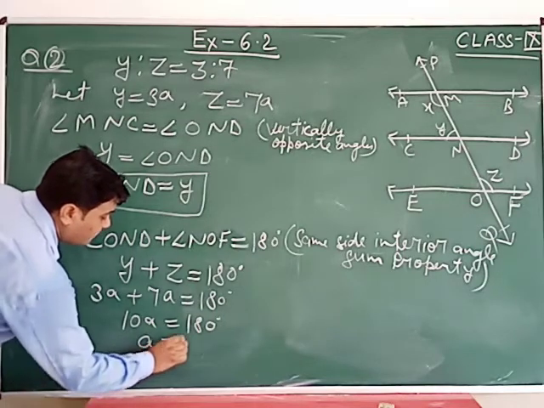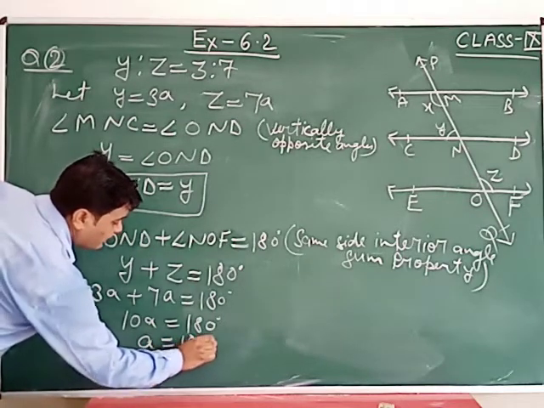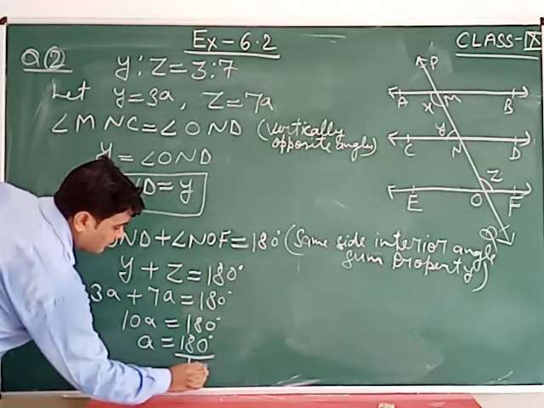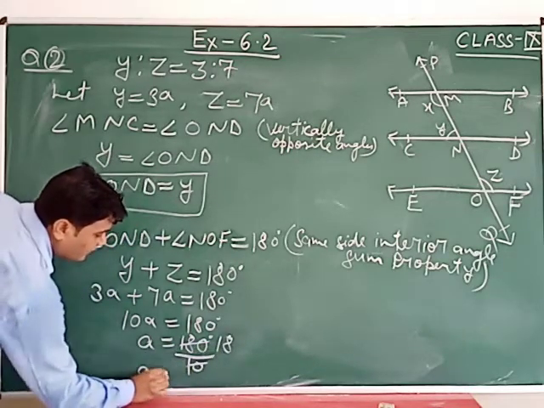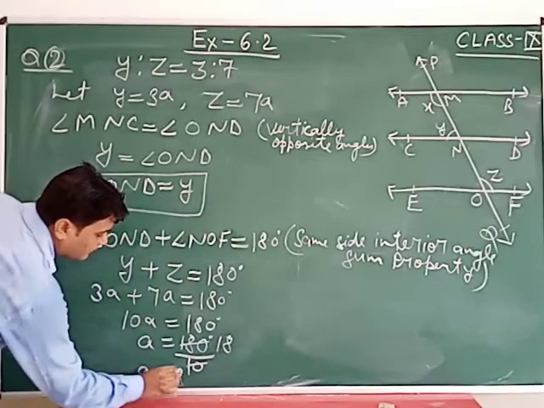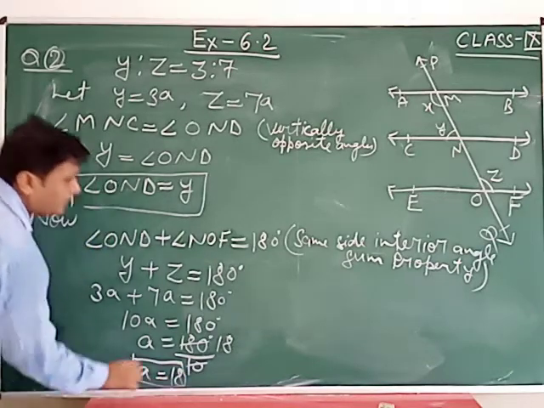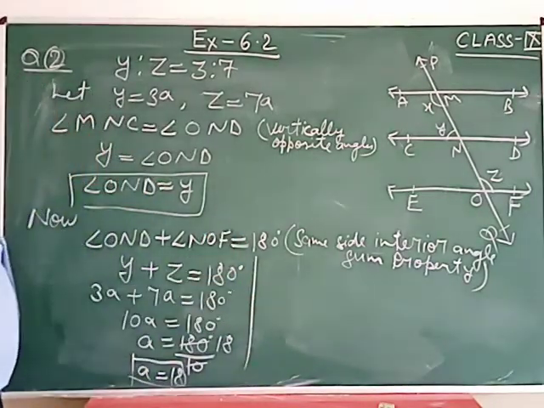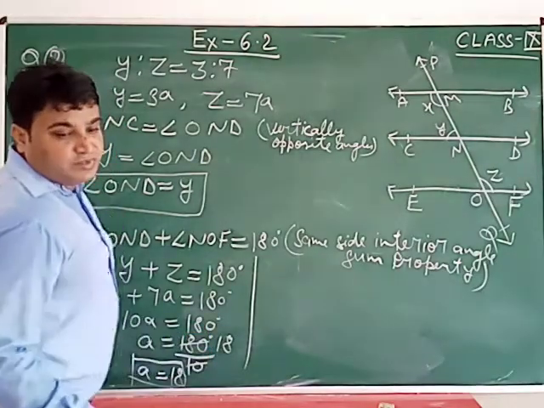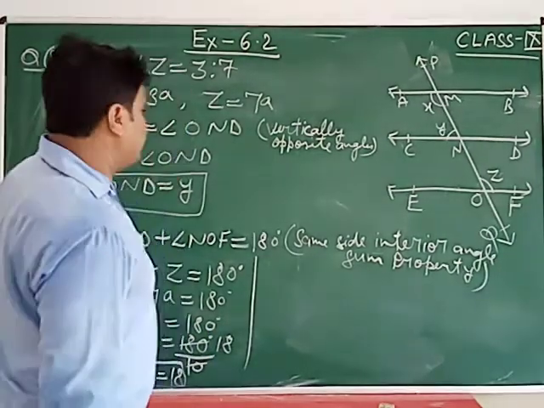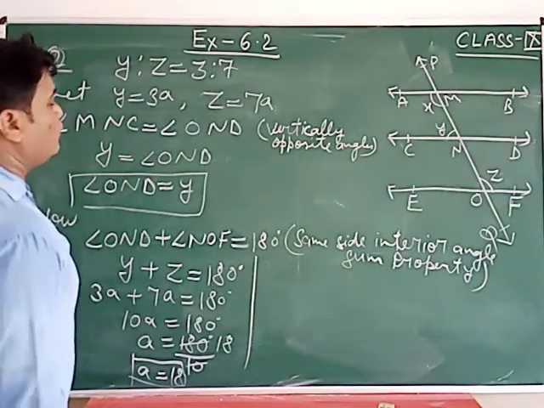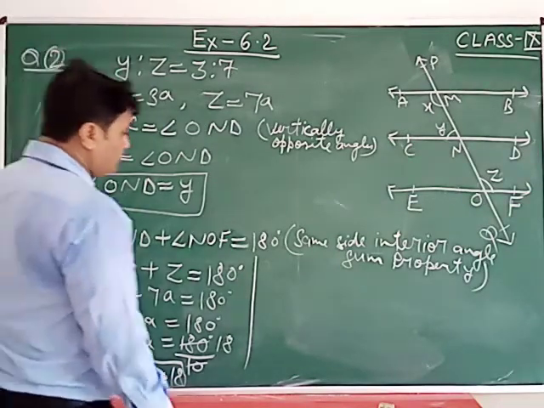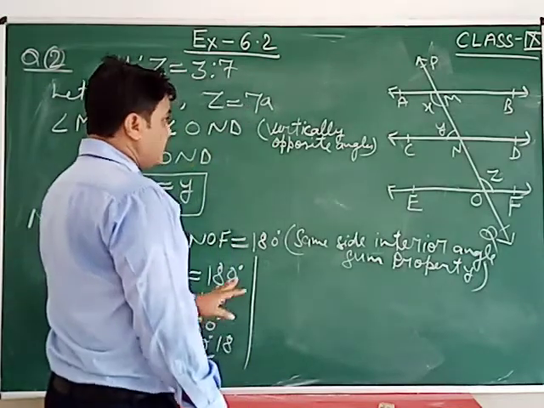Now divide 180 by 10. That is 18. So a equals 18. We have to find the value of x. No problem. A is 18.